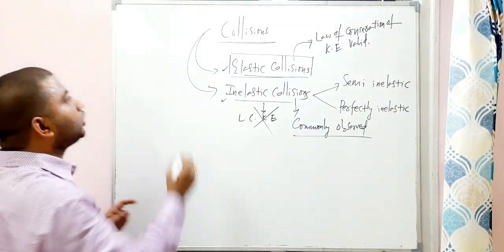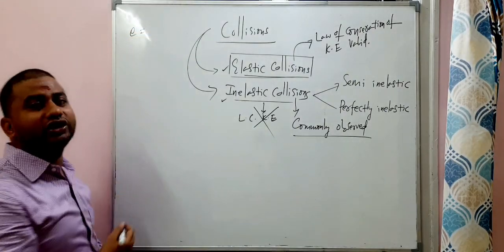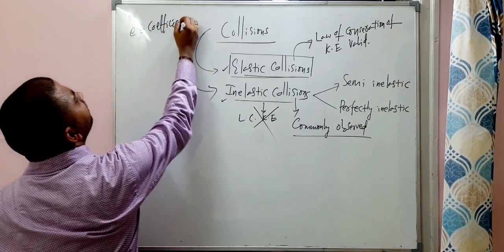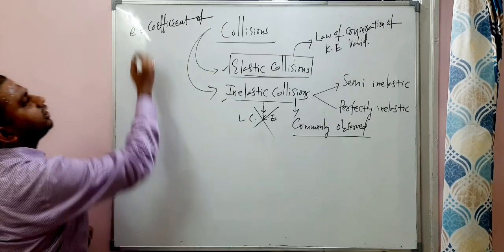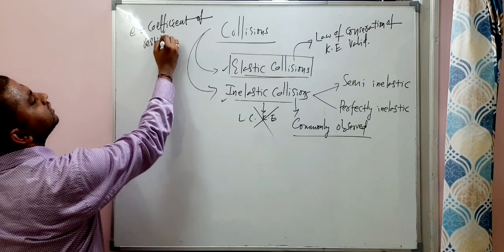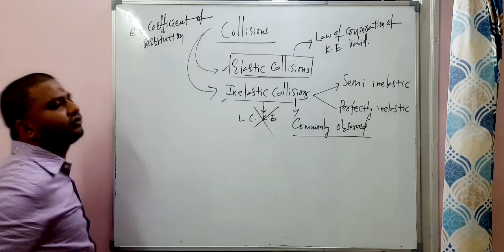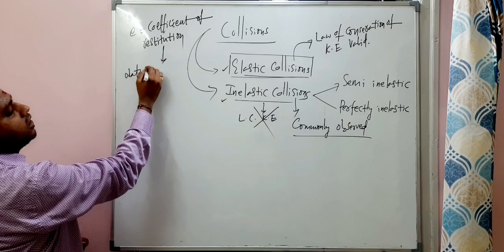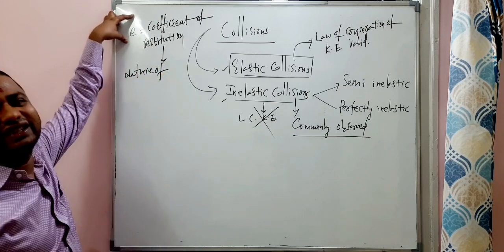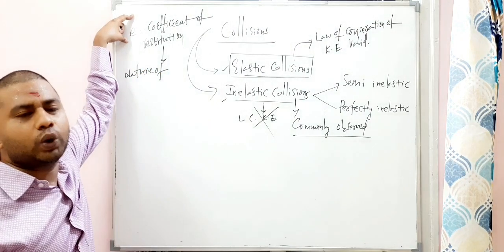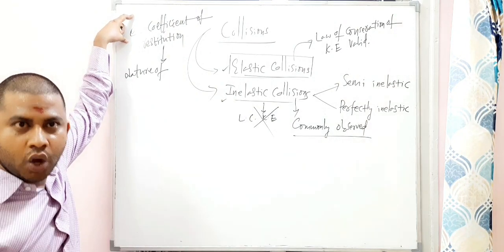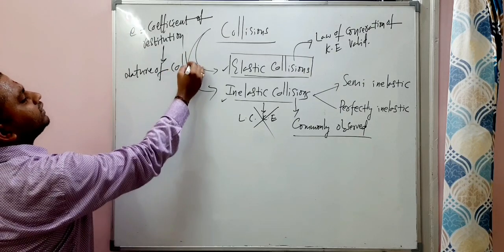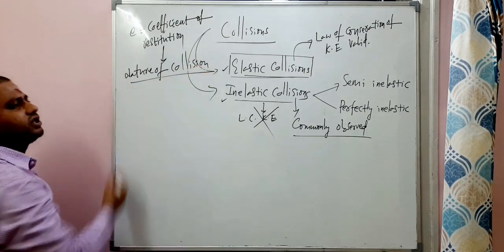I have already told you, there is a physical quantity called E. What is this E? It is the coefficient of restitution, which tells you the nature of the collision. The value of E may be 0, may be 1, and may lie between 0 and 1. Whatever it may be, it will have some value, and that value tells us about the nature of the collision.